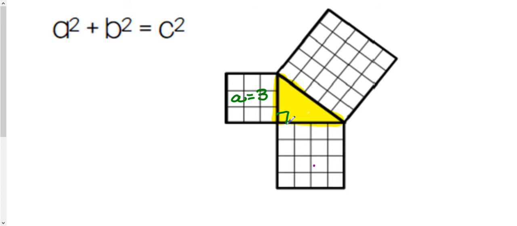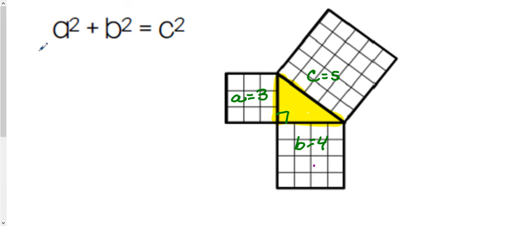And this side is 1, 2, 3, 4 units long. We'll call that B. And this side is 1, 2, 3, 4, 5 units long. And we'll call that C because that's the hypotenuse. It's the biggest side. So now we know the side lengths, and let's see if our formula works.